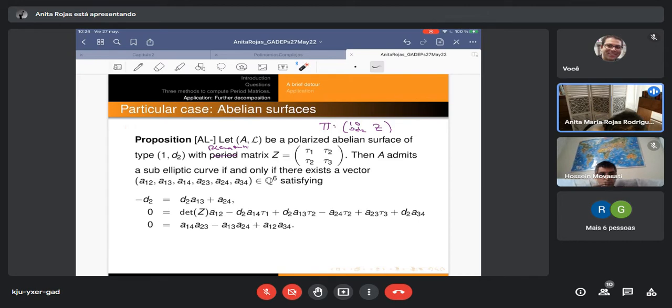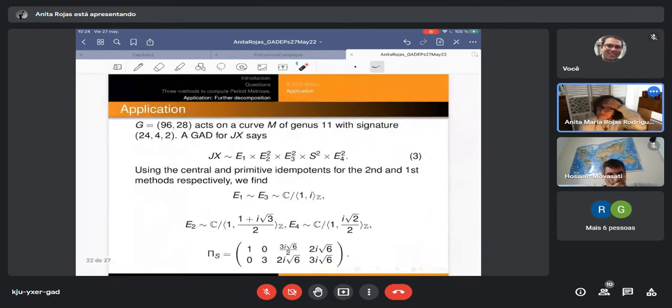So this is the kind of result that shows that having the Riemann matrix or the period matrix of an abelian variety is useful, because you can study, for instance, whether they decompose further. Okay, so to finish, in the last 5 minutes, I will show you an example, an application of all these things that I've been talking about.